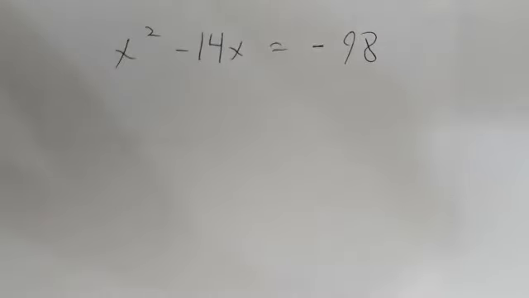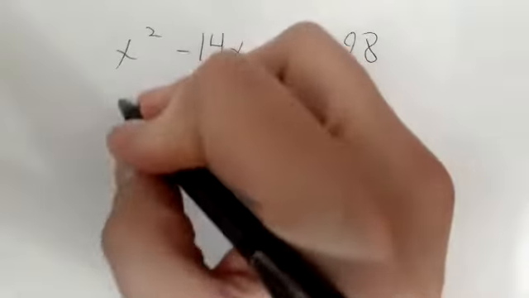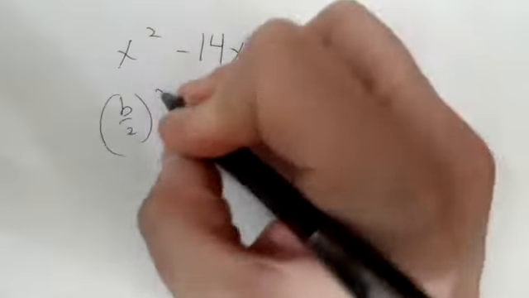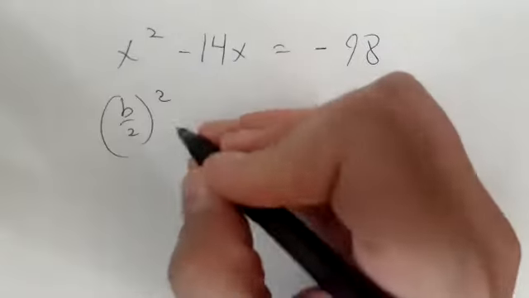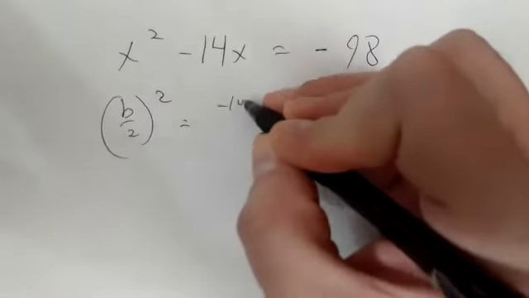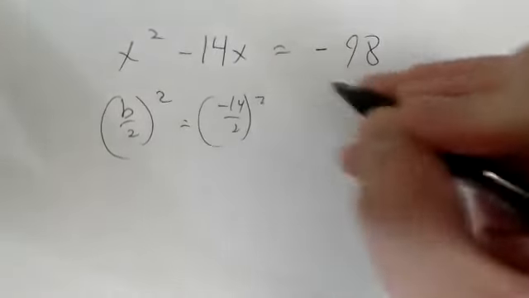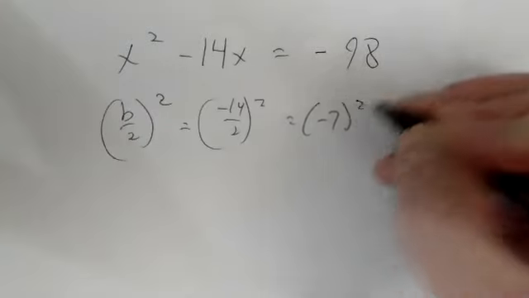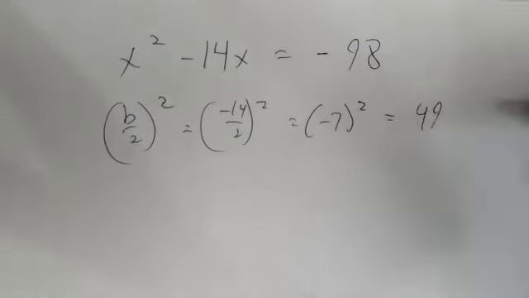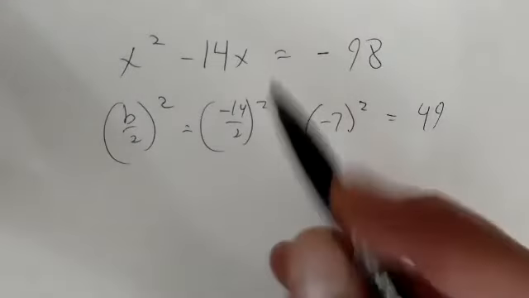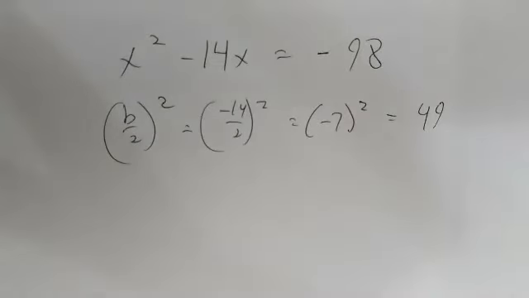And people do these differently. They don't always just move them on one side. But this is my sort of preferred way. I want to do b over 2 squared. Figure out what b over 2 squared is going to be. Negative 14 over 2, and then we square it. This is going to be negative 7 squared, which is 49. So I want to add 49 to both sides of this thing.